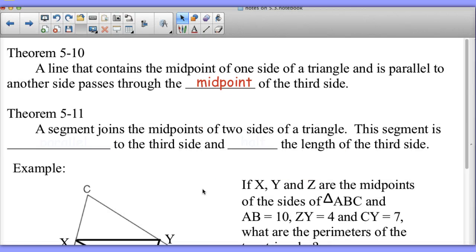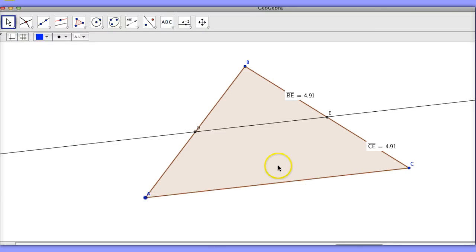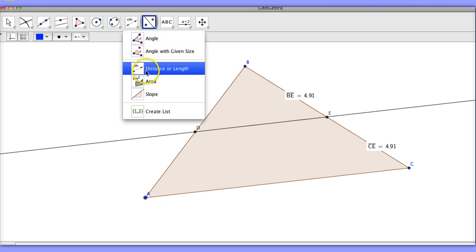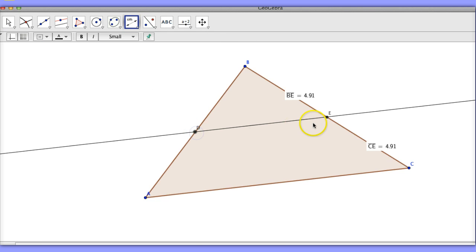This one says a segment joins the midpoints of two sides of a triangle. Well, that's what I have in my picture here. This segment is joining the midpoints of the two sides of the triangle, and we know that it's parallel to this side. I wonder how the length of DE compares with the length of AC. Let's measure and find out. The length of DE is about 6.64. Well, AC is definitely bigger than 6.64.